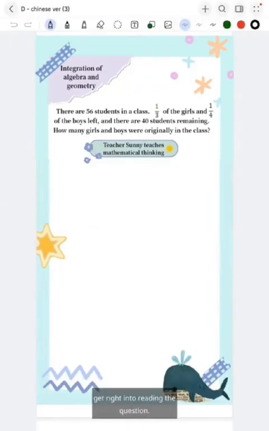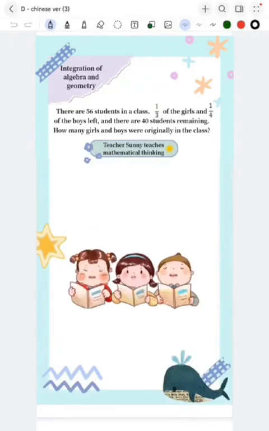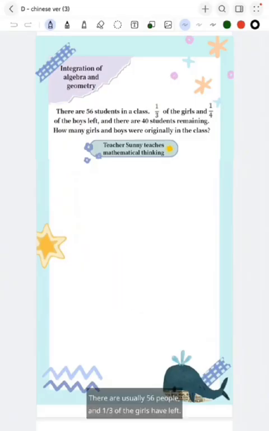Now let's get right into reading the question. There are usually 56 people and 1/3 of the girls have left. 1/4 of the boys have left. There are 40 people left. How many boys and girls are there respectively?